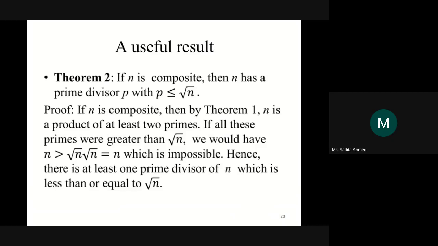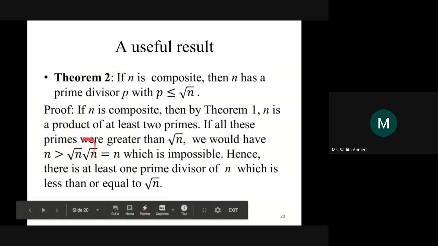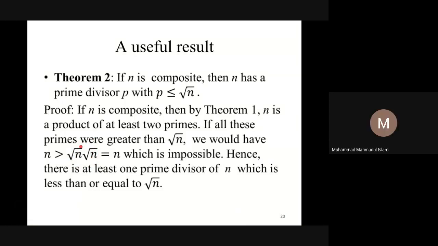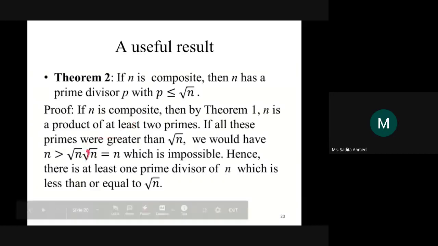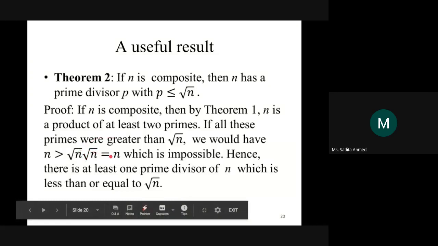So these two primes, if both of them are greater than square root of n, what happens to the product? Will the product be equal to n? Square root of n multiplied with square root of n, just square root of n whole squared. What is that, guys? It's just n. Now, if each of these two primes is greater than square root of n, then the product will also be greater than n, right?